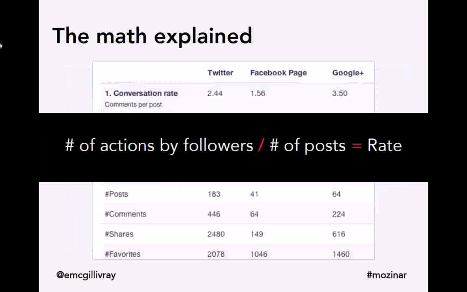To break down what this actual score is, and this is a great high-level report, it's the number of actions taken by your followers. Say the number of people retweeting you divided by the number of posts. This is in a certain time period, and that gives you your rate. So you can really see, with Moz on this report, for every post on Twitter we made, we got 2.44 comments. So we want to increase that. We want more people engaging with us.